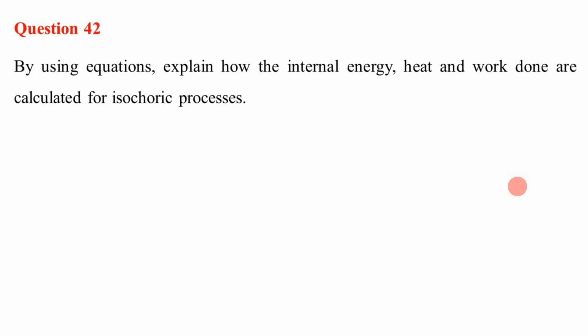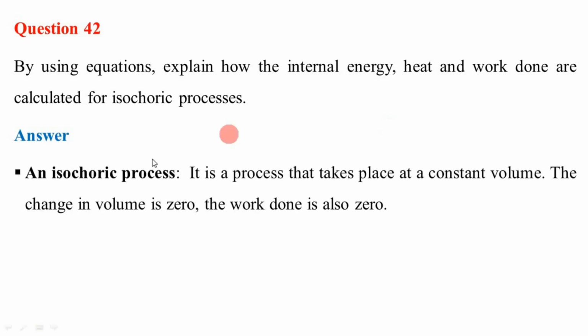Question 42 is asking: by using equations, explain how the internal energy, heat, and work done are calculated for an isochoric process. An isochoric process is a process occurring at constant volume. Let's see the answer. An isochoric process is a process that takes place at constant volume. For an isochoric process, the volume should be constant.